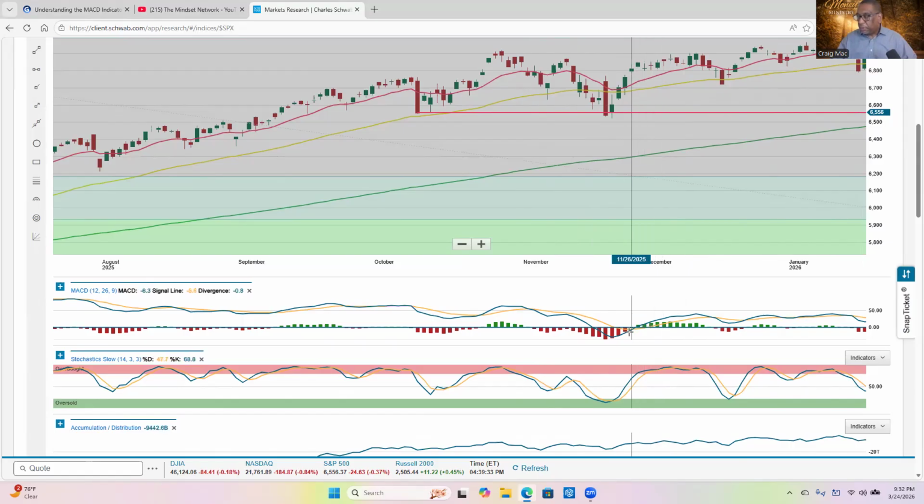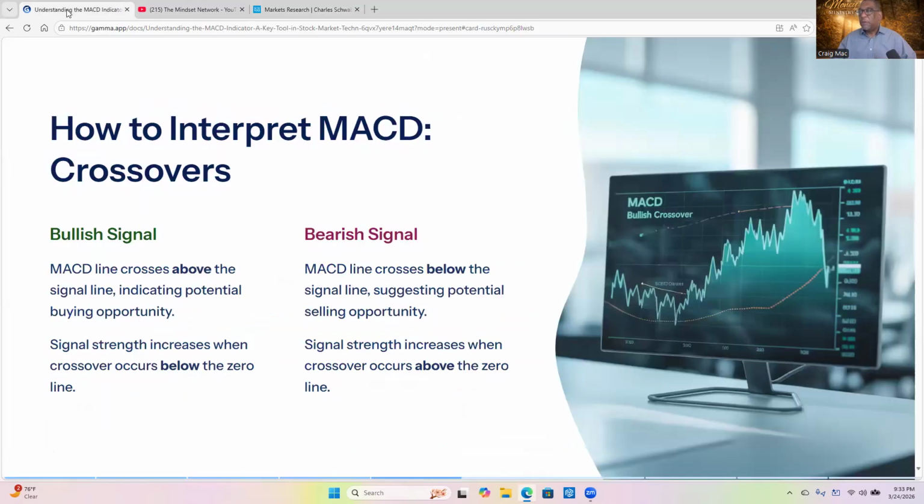Your MACD line, the blue line, crossed the gold line. And sure enough, if you look up top there, the market turned positive or bullish. Again, you had another cross here correlated to a dip, and then it crossed back up again. And it's been basically going sideways ever since. So that is what that particular slide was covering.